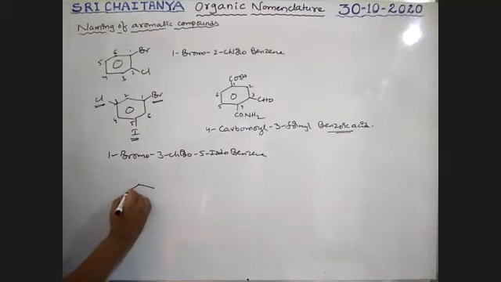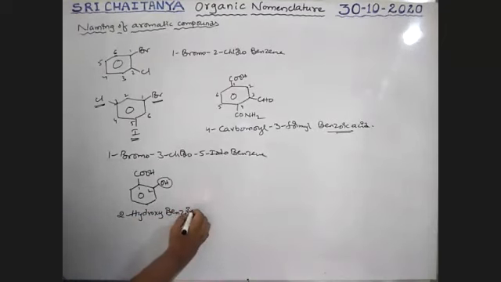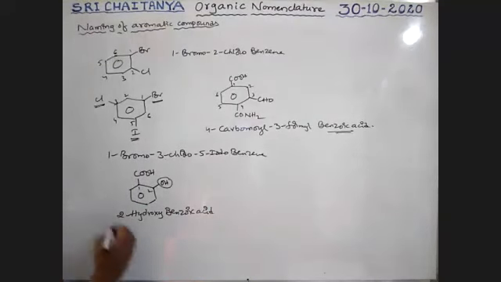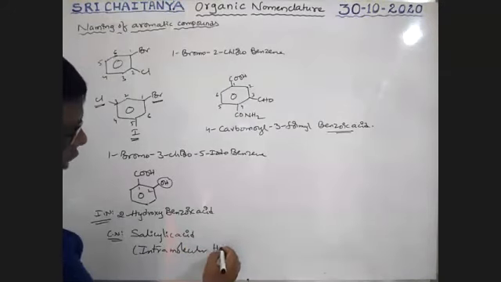Next, when benzene is connected with COOH and OH. So it is a substituent, boys. Substituent means it is hydroxy. It is first carbon, it is second carbon. 2-hydroxy benzoic acid or 2-hydroxy benzene carboxylic acid. Both are used. So it is the IUPAC name. Its common name is salicylic acid. So intramolecular hydrogen bonding is there, boys.